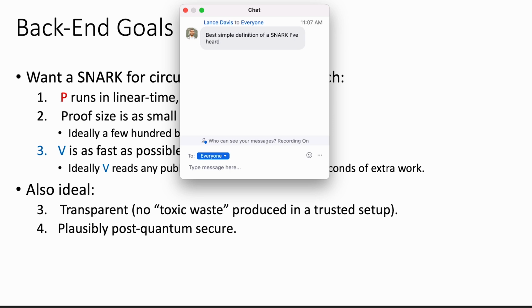I see there's something in the chat. Should I pull that up? Sure. Okay. Best simple. Oh, okay. Good. Thank you. Someone liked the definition of a SNARK. So. Oh yeah, okay. Good.